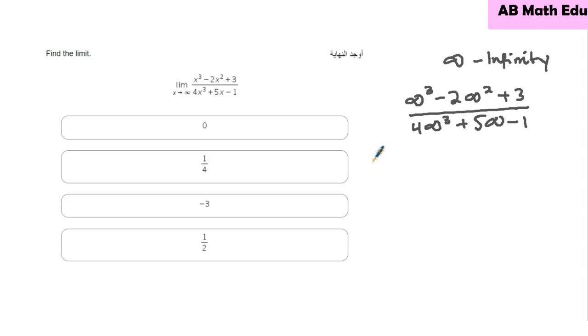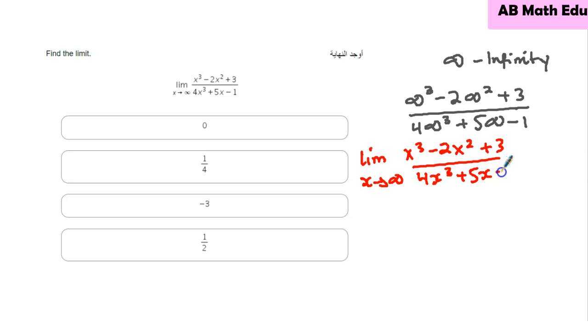From here, the limit as x approaches infinity of x cubed minus 2x squared plus 3, all over 4x cubed plus 5x squared minus 1, implies that we are only going to consider the highest exponent in the numerator and denominator. It is just going to be infinity cubed divided by 4 infinity cubed. And then from here, it will simplify.